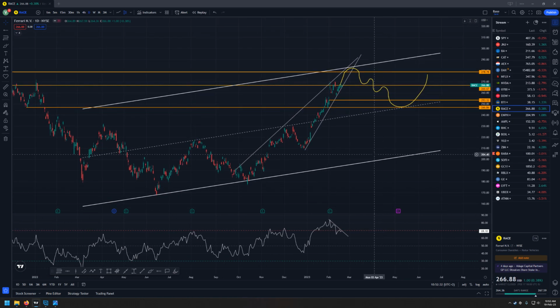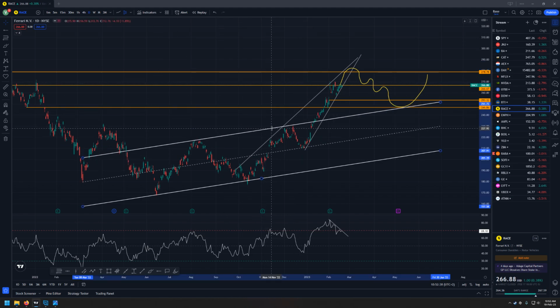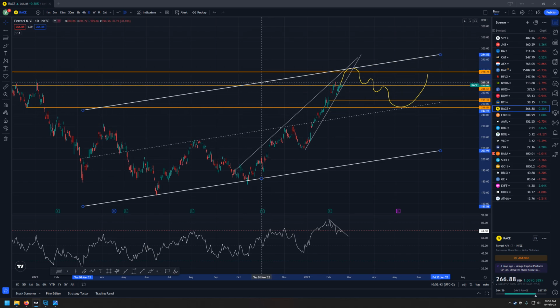Race is one of the craziest charts I've seen. I think I just doubled the channel here. So this was the old channel. It broke out. It kept going. We double it. This is our target, and it lines up with the ascending wedge. And most likely this is what it's going to do.